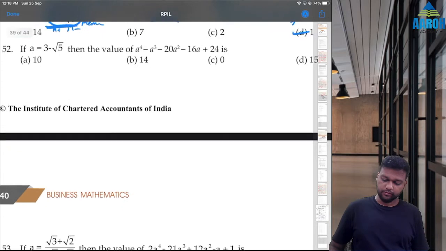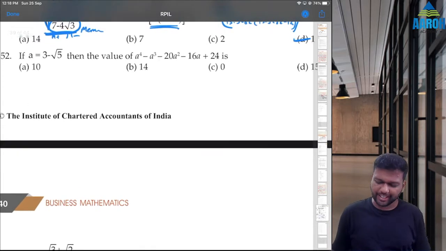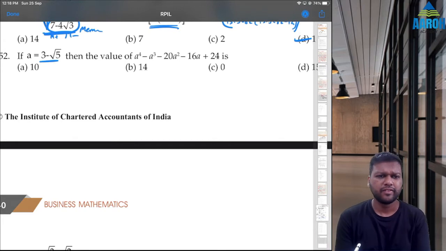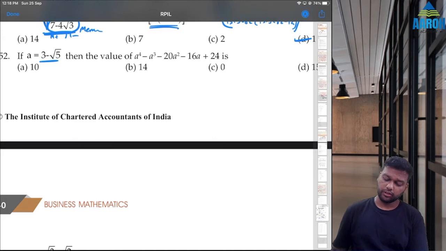Fine. 52. Again similar question. I don't know why they have given so many questions like this. They are of no use. 3 minus root 5. So 3 minus 5 root is equal to. So A is 0.76393.